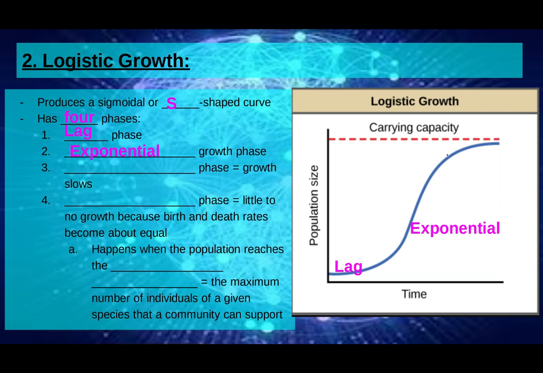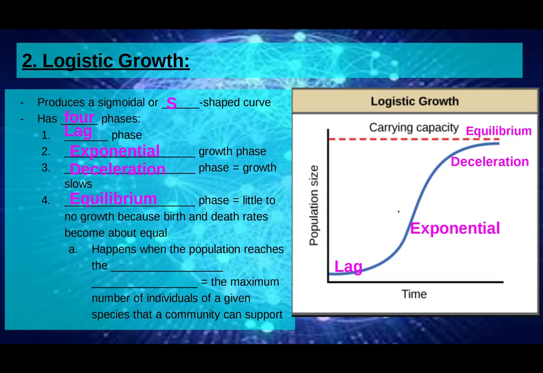But unlike exponential growth that just keeps going, logistic growth has 2 more phases. First, there's a deceleration. So that is where growth slows. You're not going to see it totally drop back down for deceleration, but you're going to see the curve and the amount of growth start to slow. And so it's going to start to curve more than having a sharp slope coming up. And then you're going to hit something called equilibrium. And equilibrium is where there's little to no growth because birth and death rates become about equal.